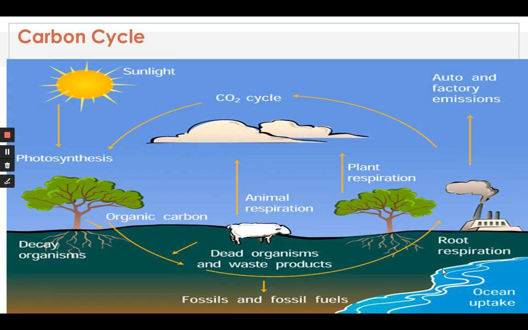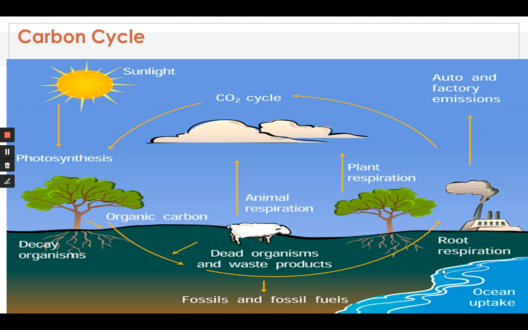Let me talk through the carbon cycle again. So, plants take in carbon dioxide. Dead organisms release carbon dioxide. During respiration, organisms breathe in oxygen and they release carbon dioxide. During photosynthesis, plants take in carbon dioxide and release oxygen.